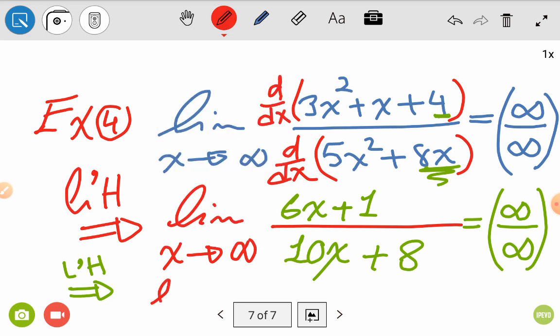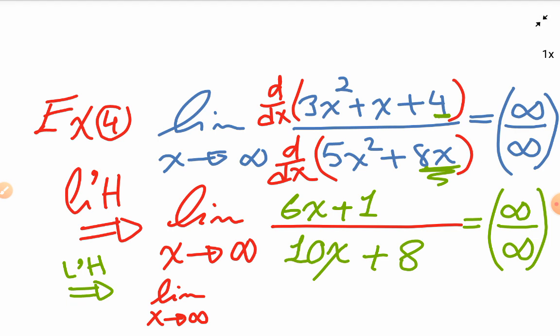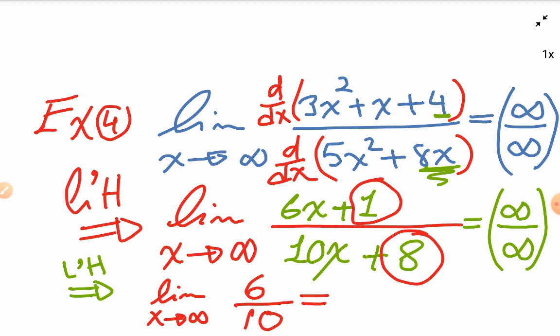L'Hopital's rule will be the limit as x approaches infinity of, what's the derivative of 6x? It's 6, over the derivative of 10x, which is 10, and we know that the derivatives of 1 and 8 are zeros. So 6 over 10, and then apply the substitution, the answer will be 6 over 10. You can simplify your answer by dividing by 2 both numerator and denominator. You're going to get 3 over 5. So your answer is 3 over 5.